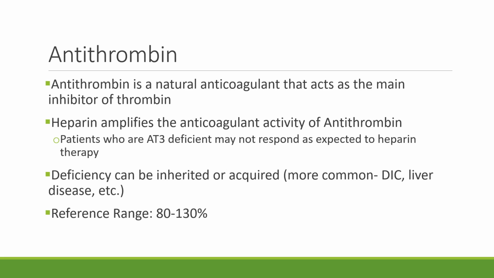Deficiencies of antithrombin can be inherited or acquired. So more common things like DIC, liver disease, etc., are acquired. But deficiency can also be inherited. Our reference range is usually 80 to 130% activity.